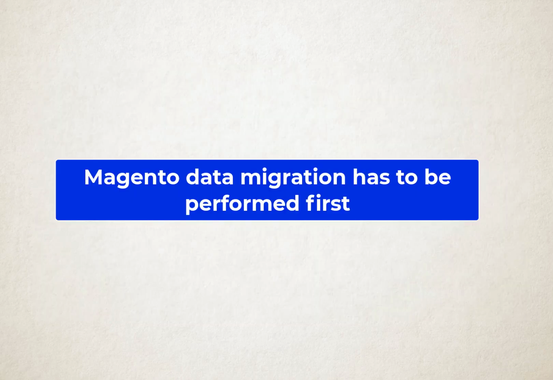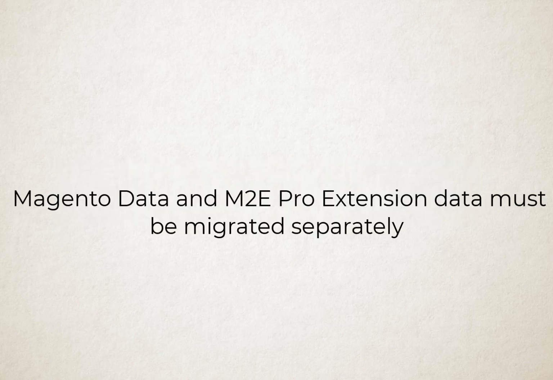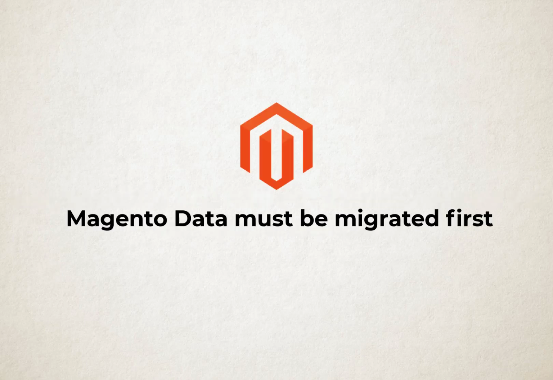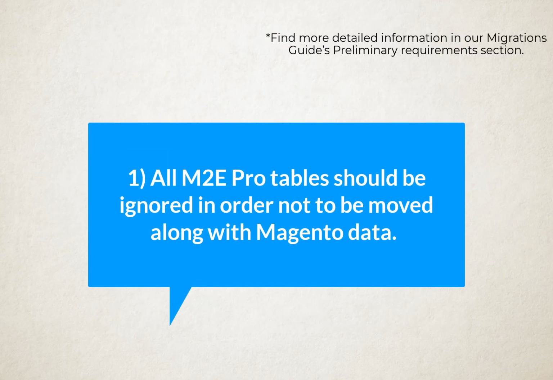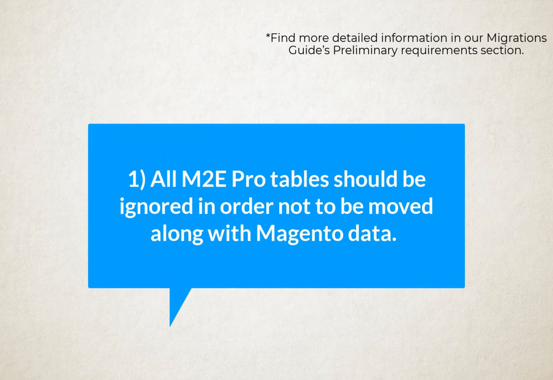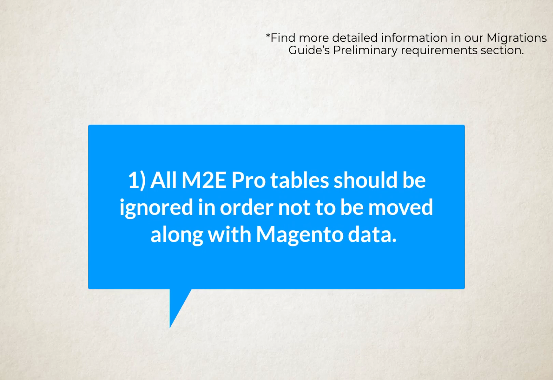When planning to migrate from Magento 1 to Magento 2, you have to remember that the Magento data and M2E Pro extension data must be migrated separately. First, you need to migrate the Magento data. It is a separate process which is performed by your developers. Still, we have a few recommendations. All M2E Pro tables should be ignored in order to not be moved along with Magento data.